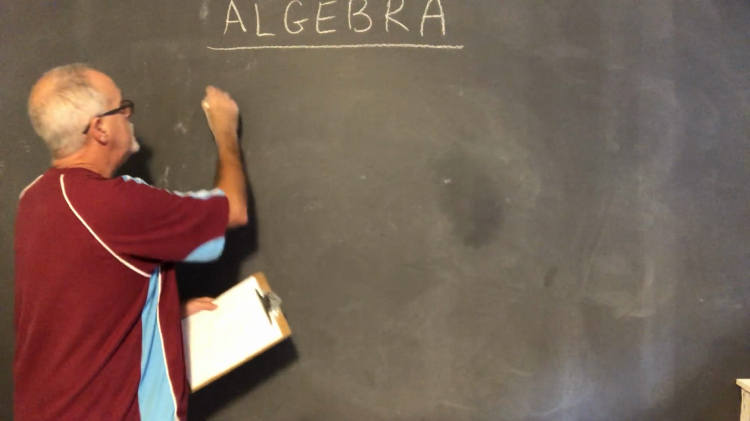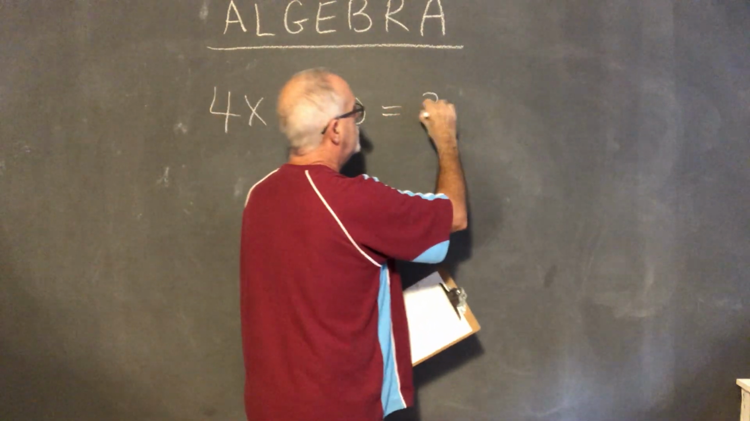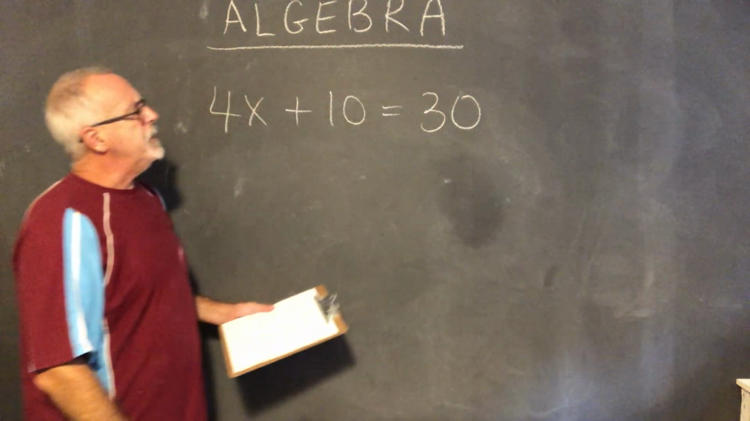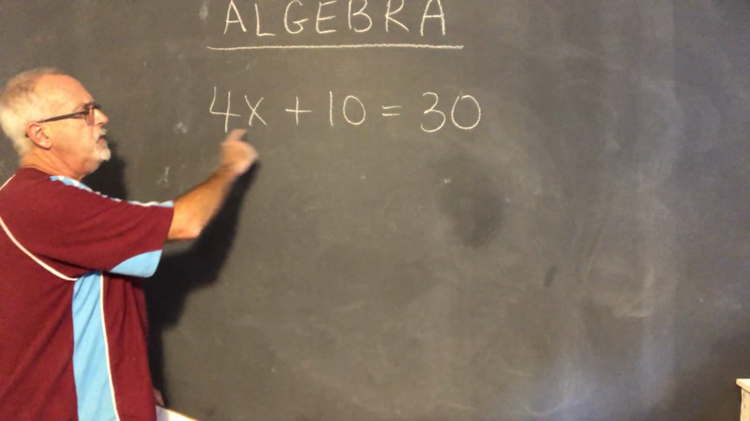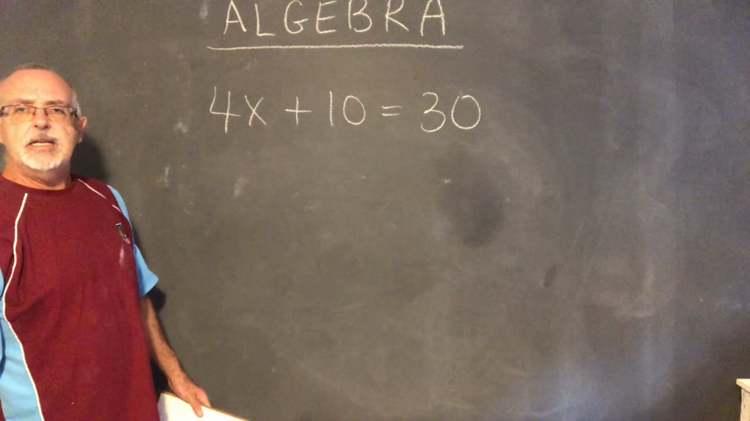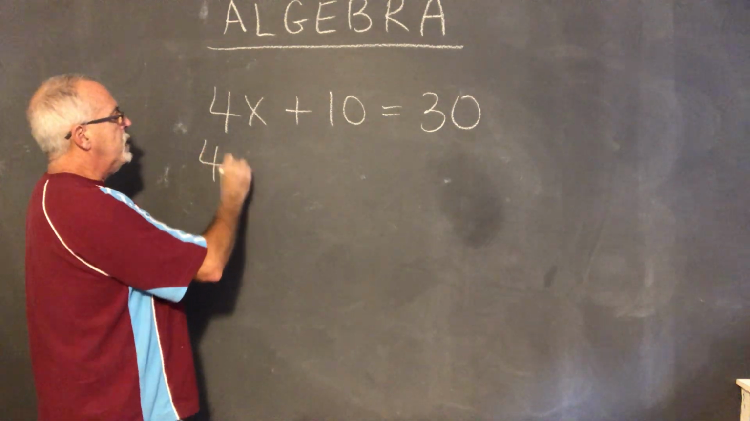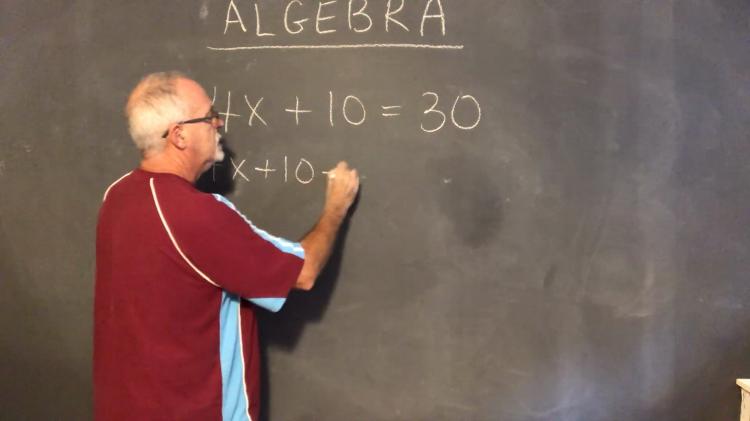For x plus 10 equals 30. The only thing different here is numbers getting a little bigger. I don't have much in the way of subtractions or negative signs this time. In a way, it looks easier, and maybe it is easier. But I'm adding a 10, so therefore I have to do the opposite, which is to subtract a 10.